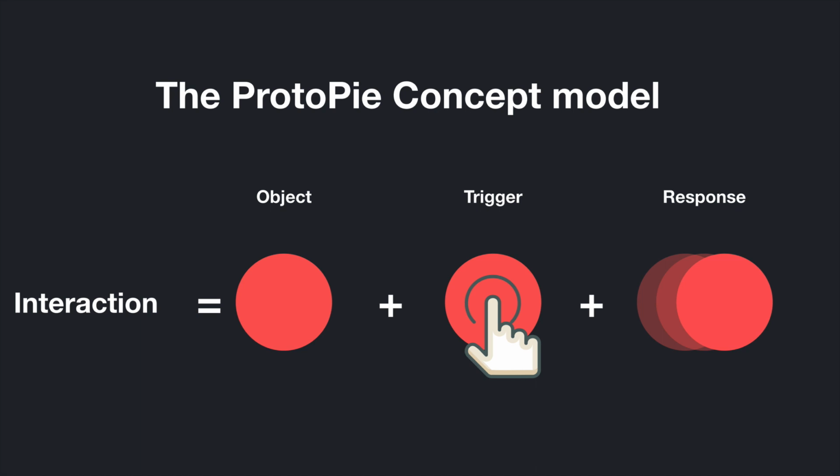You can think of a response as something along the lines of changing the opacity of an object or jumping to a different scene in your prototype. There's a number of responses that you can do, scaling an object, rotating an object, things like that. These three things, object, trigger, and response, underpin everything you do inside of ProtoPie.